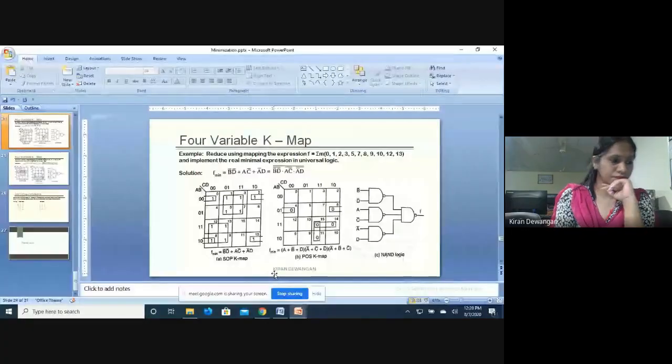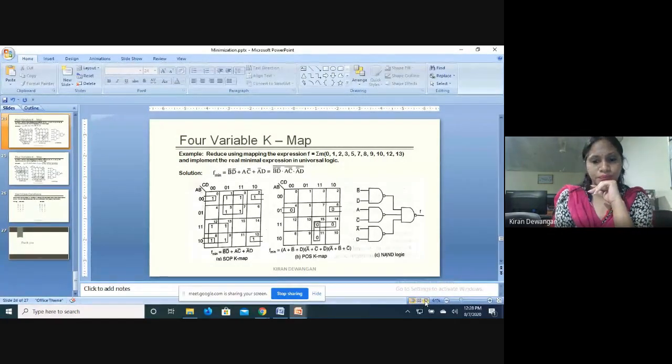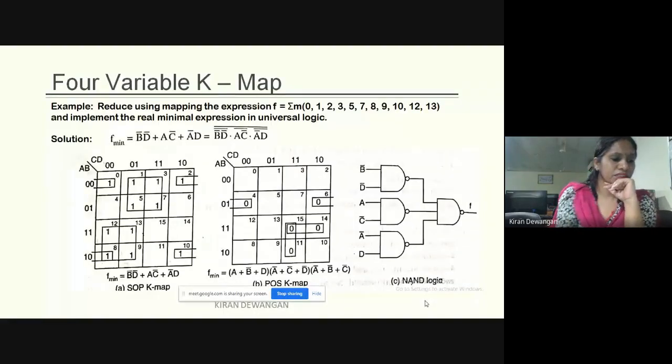Presentation window show नहीं हो रहा है. Okay. I'm just out of my presentation. Wait, I'm connecting it again. It's visible now? Yes. Is it visible now?